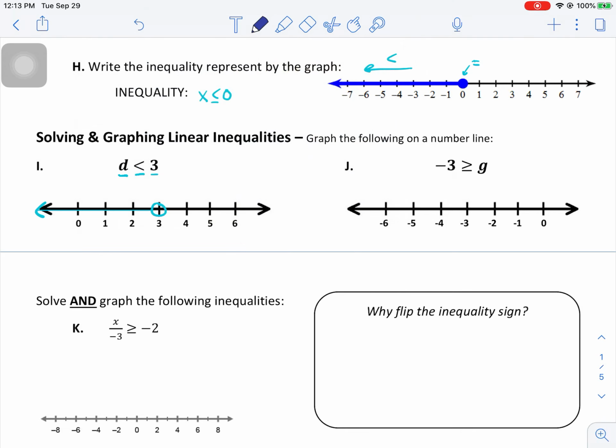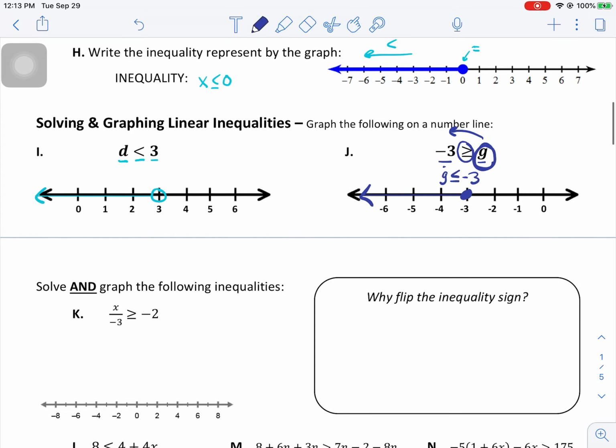This next one is a little bit trickier. This says negative 3 is greater than or equal to g. So at negative 3, we have a closed circle. It's saying that negative 3 is bigger than or greater than all of the numbers that I want. So this arrow is actually going to go to the left. One way to read this is to read it backwards. If you read it this way, it would say g is less than or equal to negative 3. So if you read it backwards, that will help you figure out which way to point the arrow.